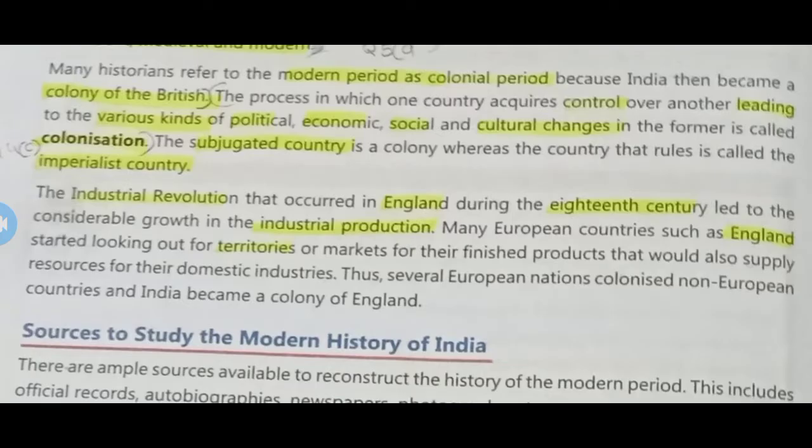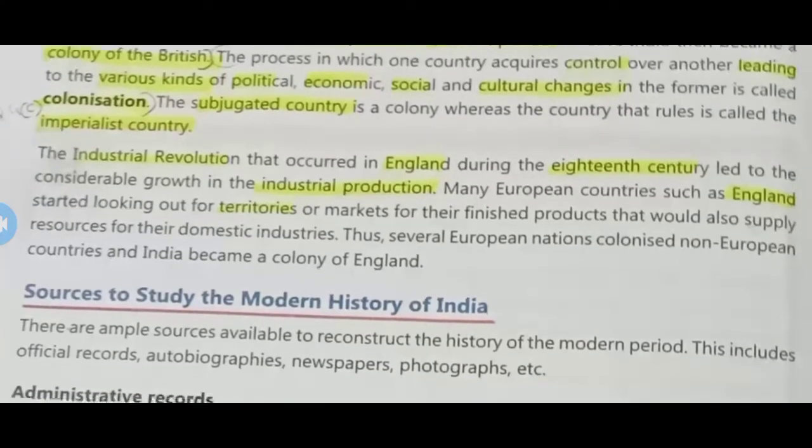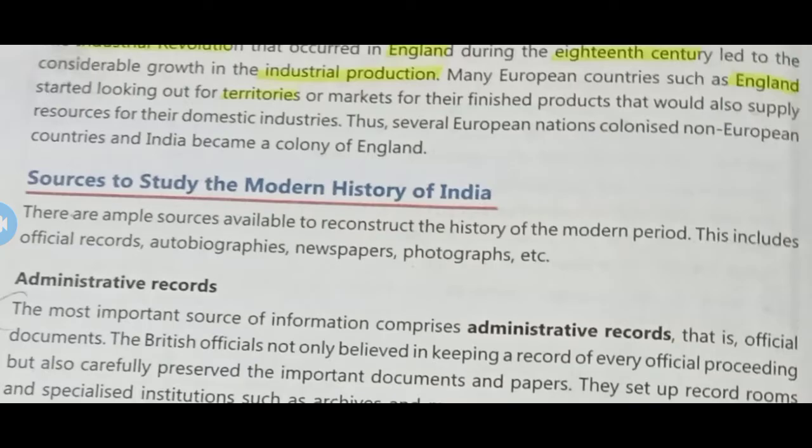European nations colonized, which means they ruled over non-European countries, and that is how India became a colony of England. European nations were controlling non-European countries like India, and India was one of the targets for European countries like England.